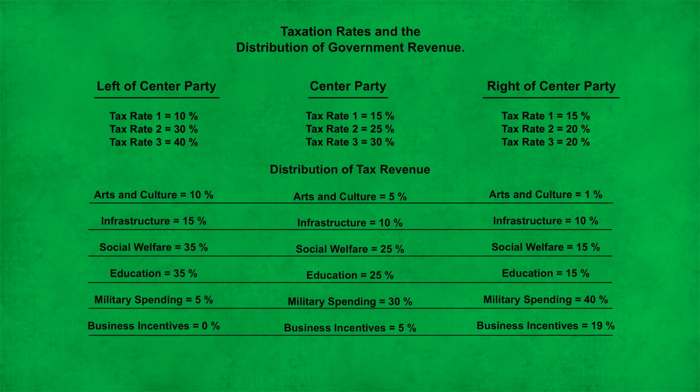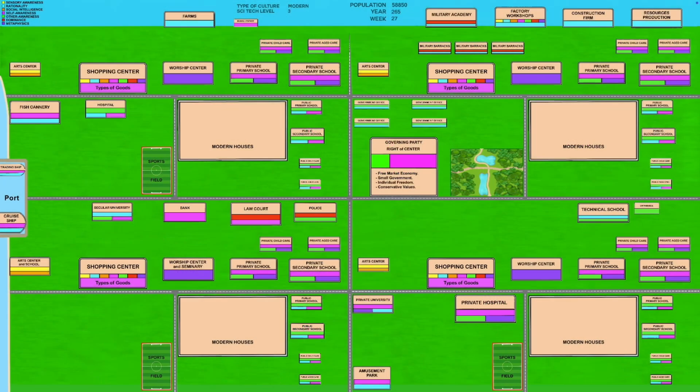We also see varying funding for the arts and culture, as the right of politics usually don't believe in government funding for these areas and don't want to see government grants for artists and writers, whereas the left of politics takes the opposite view and the centre party once again takes a middle position. So let's return to the simulation and see the consequences of these varying distributions of government revenue.